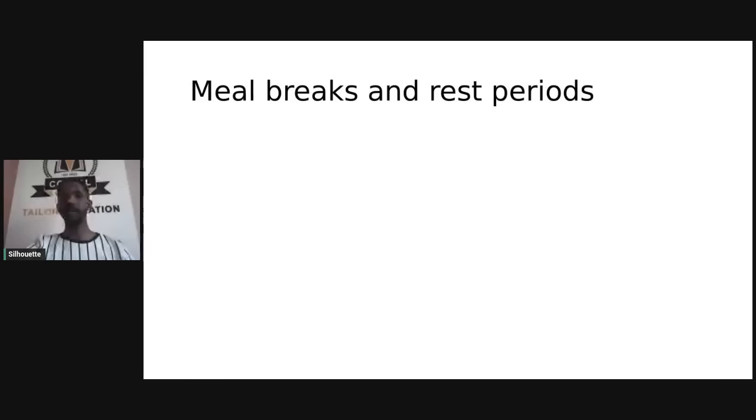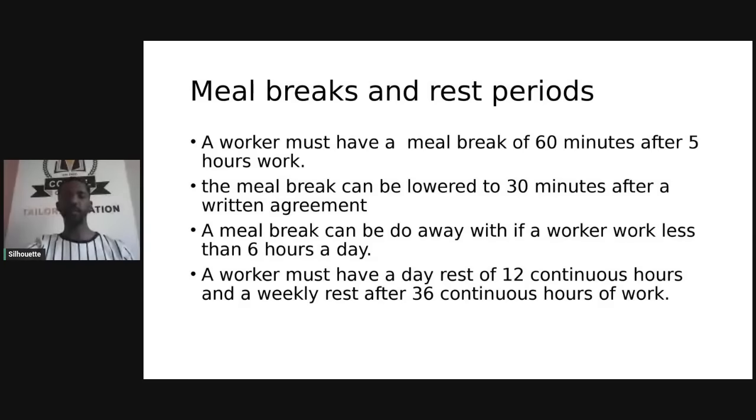And then when it comes to breaks or rest periods, a worker must have a meal break of up to 60 minutes after 5 hours of work. And then this can be lowered to 30 minutes, but there has to be an agreement between the employer and the employee. And for employees that work only 6 hours, they may not have a meal break because of the hours that they are working. And then a worker must have a continuous rest of 12 hours daily, or a weekly rest. And a weekly rest is 36 hours of continuous rest after work.